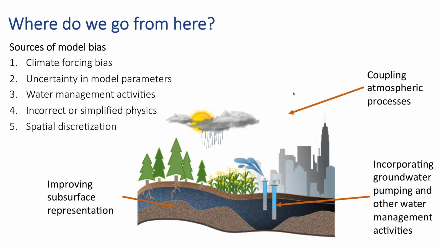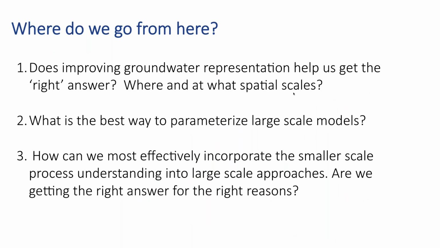I showed in our snow simulations that one of the biases we have in our SWE is from the climate forcings we're using. So if we start coupling in our atmospheric processes, we can start to potentially do a better job of that too. And I think the point of this is to really figure out how we can better answer the questions that I started with. So I think the first question, does improving groundwater representation help us get the right answer? I think there's a lot of indications that the answer is yes, and that we need to figure out how to handle groundwater in these really large-scale models. But the question, because we know it's really computationally intensive, are where and at what spatial scales, and how can we do it most efficiently?